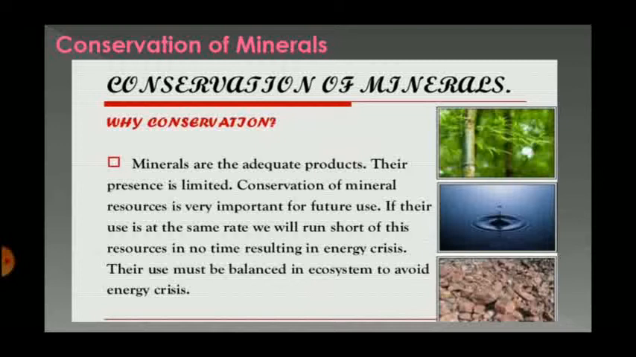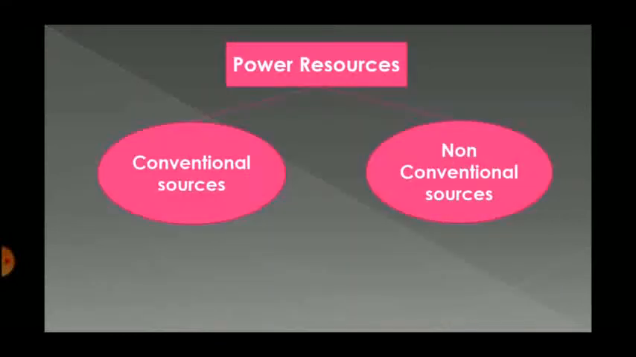If their use continues at the same rate, we will run short of these resources in no time, resulting in an energy crisis. Their use must be balanced in the ecosystem to avoid an energy crisis. So there are various methods used, like the 3 R's: reducing, reusing and recycling. Accordingly we need to think of it, and we can conserve the minerals for our future generations.